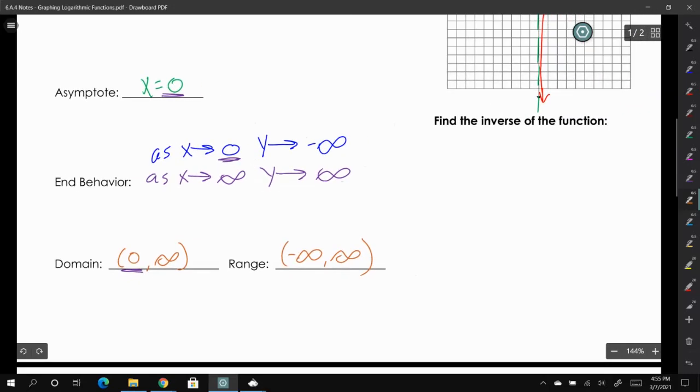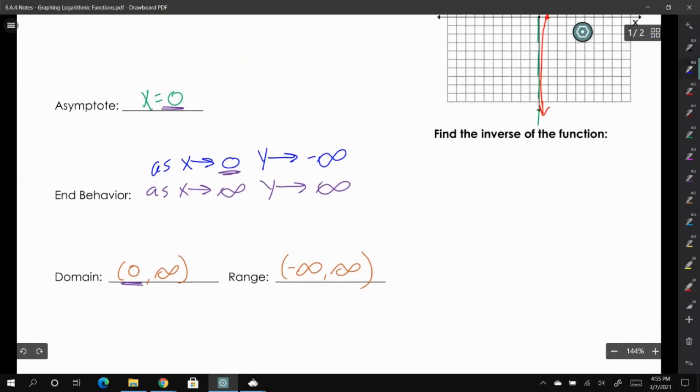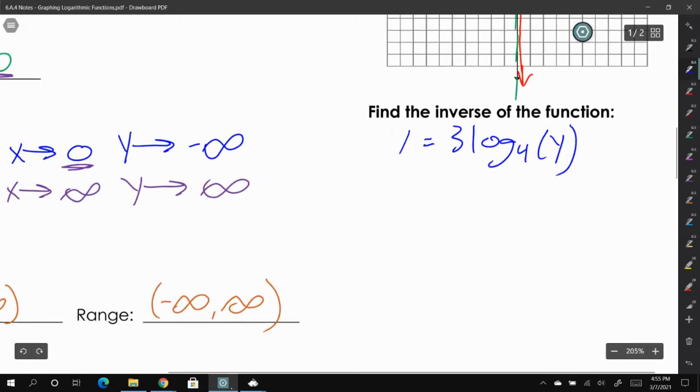Now over here, we're asked to find the inverse of the function. So remember, the inverse, you're going to switch where x and y are. So x equals 3 times the log base 4 of y. And since the log is already by itself, you can switch this to exponential, but let's first divide by 3. That's a better idea to do that. So we have x over 3 equals log base 4 of y.